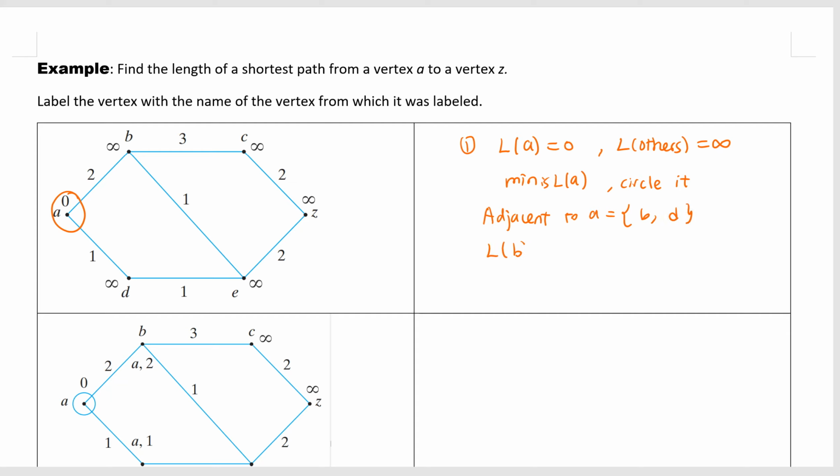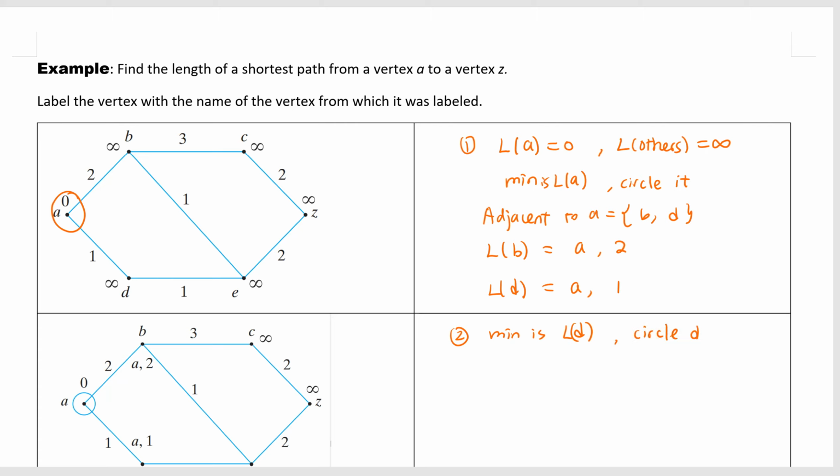Then what is LB? What is LD? So we want to label with the vertex that it is from. B is adjacent to A, so this is where it's formed from. And what is the length? Okay, that's 2, right? LD is also from A, and what's the length? Well, that is 1. Okay, so now we have labeled them. Then which one is smaller? So minimum is LD, right?